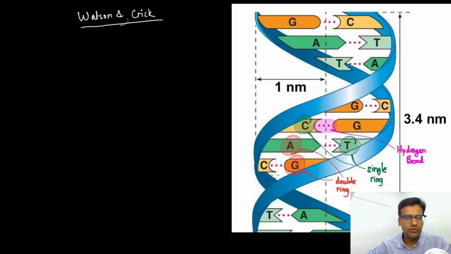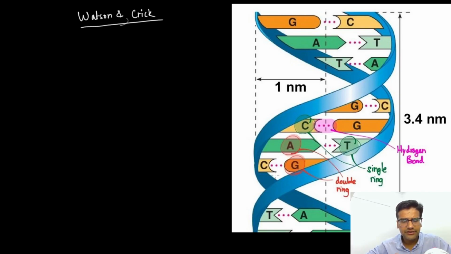In the last class of Molecular Basis of Inheritance, we talked about the structure of DNA. In this class, we will talk about the structure of DNA which was given by Watson and Crick. The Watson and Crick structure is what we call the three-dimensional structure of DNA.